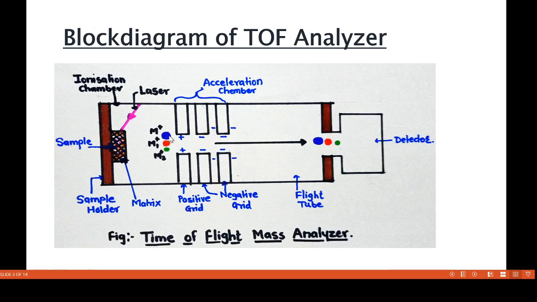Then we see its working. We see that in the ionization chamber, the molecular ion gets fragmented into positive ions. These positive ions are M+, M1+ and M2+. Here this M+ has heavy mass, then M1 has moderate mass and this M2 has the least mass.